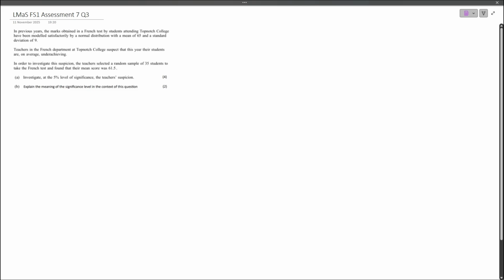Today we're going to go through question 3 of the Leeds Maths School Further Statistics 1 Assessment number 7. In previous years, the marks obtained in a French test by students attending a top-notch college has been modelled satisfactorily by a normal distribution of a mean of 65 and a standard deviation of 9.